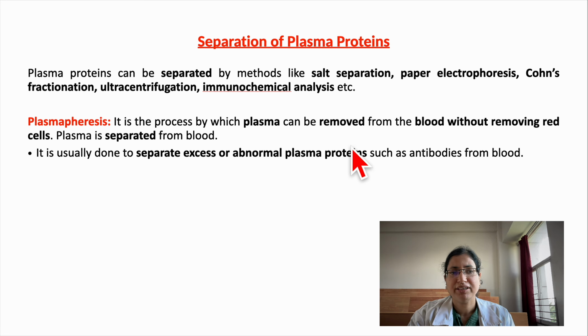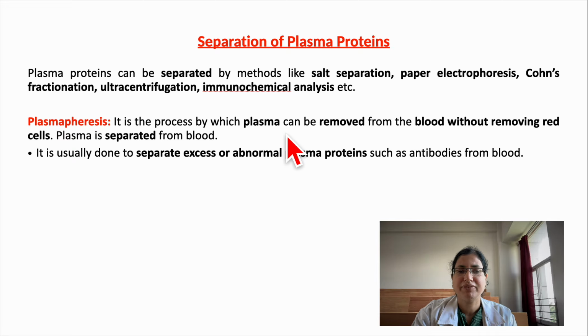Separation of plasma protein. Plasma proteins can be separated by methods like salt separation, paper electrophoresis, Cohn's fractionation, ultracentrifugation and immunochemical analysis. What is plasmapheresis? It is a process by which plasma can be removed from blood without removing red cells. So, plasma is separated from blood.